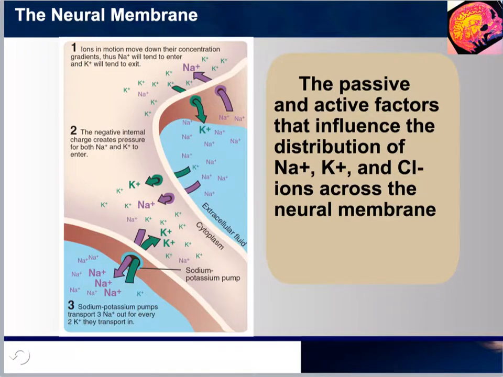Here we see a nice rendition also of the neural membrane as it passively and actively influences the distribution of sodium, potassium, and chloride, which is the negatively charged ion here. And this is all occurring across the neural membrane. You can see the first step here, where ions in motion move down their concentration gradients. Thus, sodium will tend to enter and potassium will tend to exit.